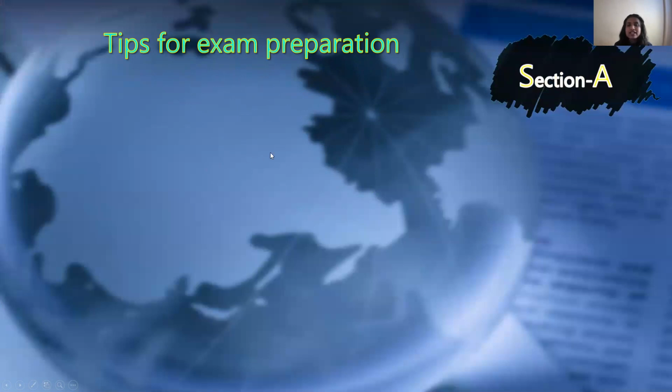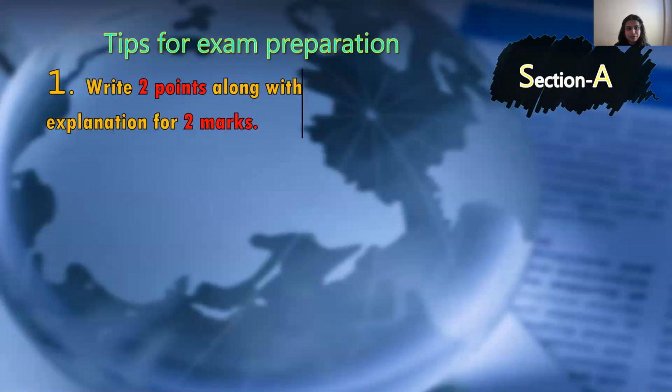So to summarize section A, what are the tips that you must keep in mind for your exam preparation? First of all, like we discussed, 2 points have to be written for 2 marks. If you're asked to explain 2 features of advertising, or the features for 2 marks for any related concept, you will make sure that you create 2 points, as in 2 header points with suitable explanation for those 2 head points. That is how you will write your answer for 2 marks.